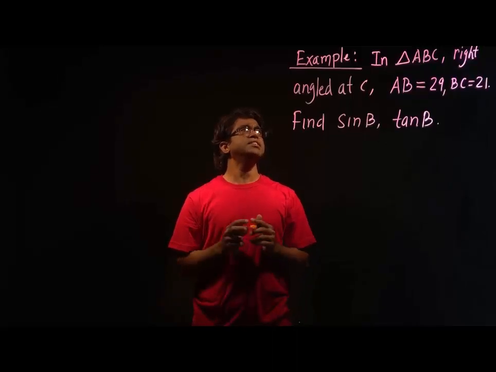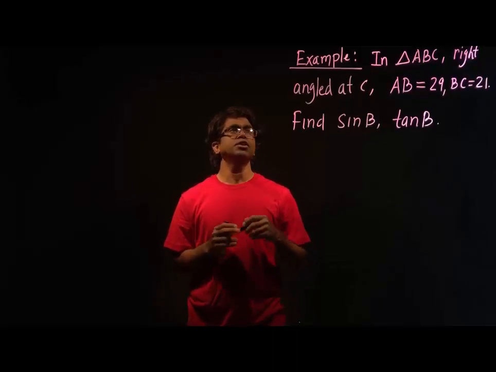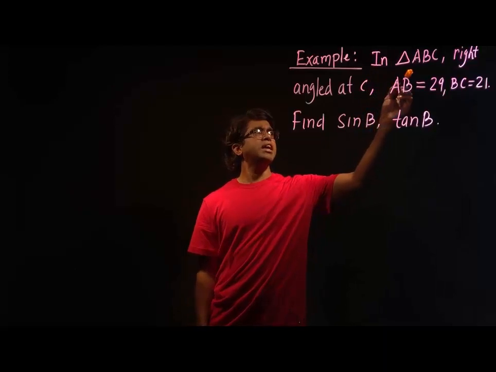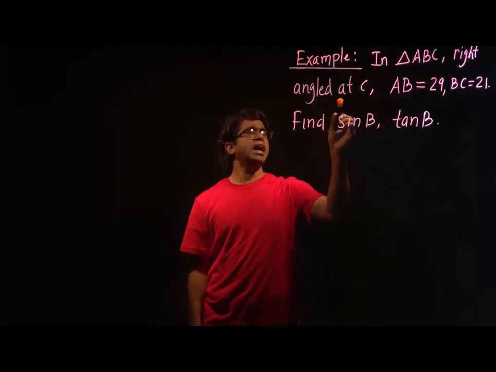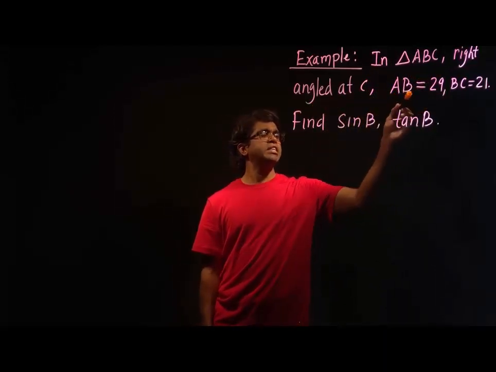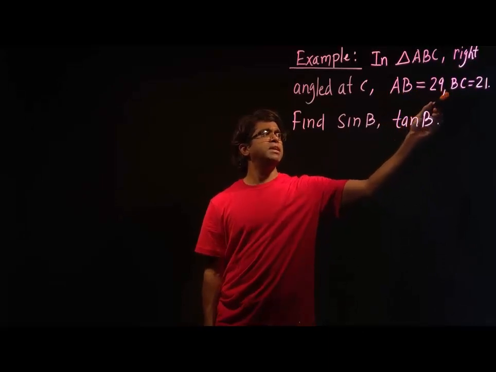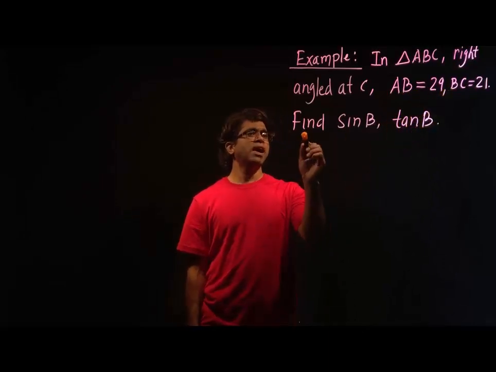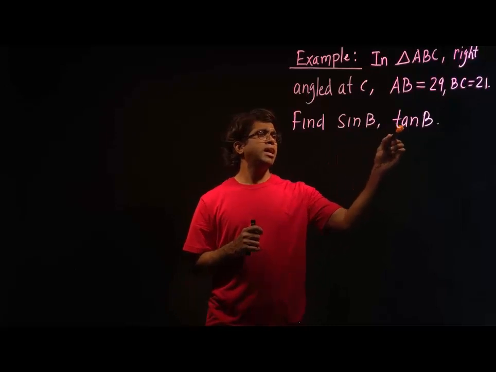Let's consider another example of trigonometric ratios. The example is: in triangle ABC, right angle at C, AB is given as 29 and BC is given as 21. Find sine B and tangent B.